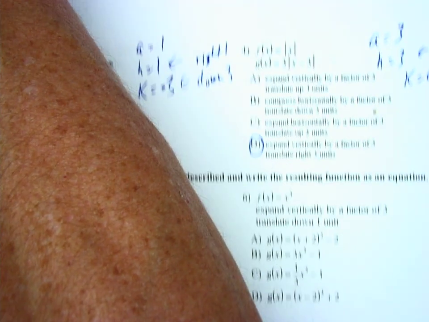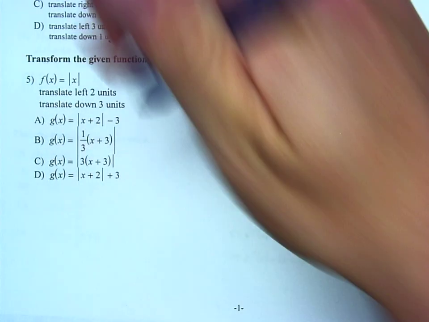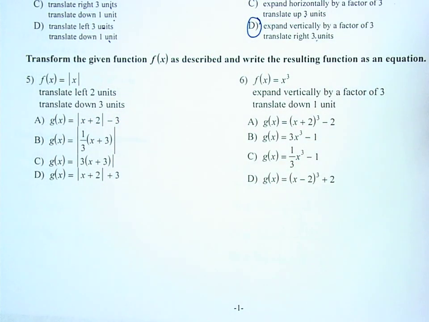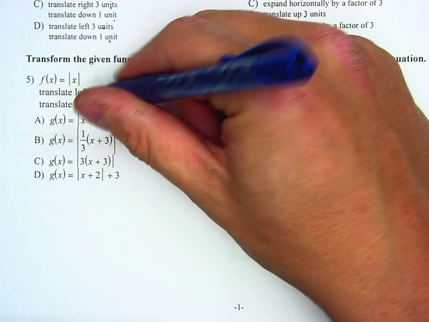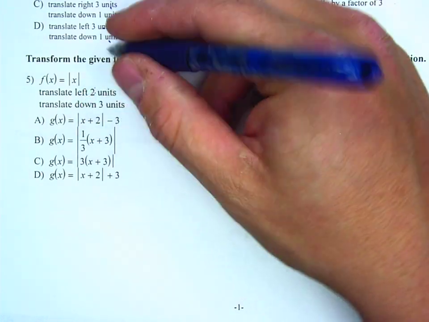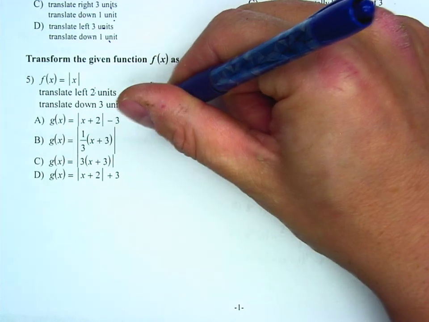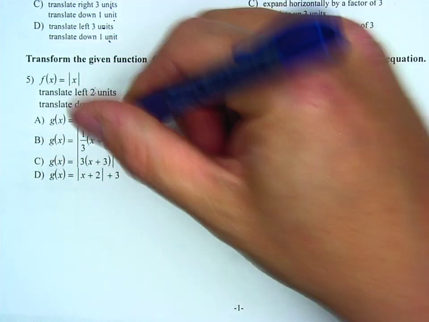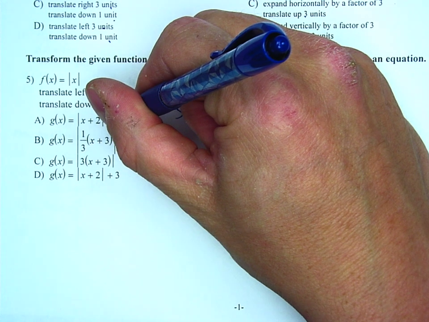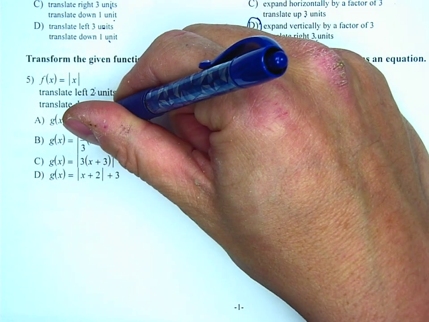All right. So let's look at these next ones. Some of these next ones have weird equations. I kind of did that on purpose. So here, H and K is what I have here. Left 2, down 3. So H is equal to negative 2, and K is equal to negative 3. So I want negative 3 at the end. And inside here, I want a plus 2.